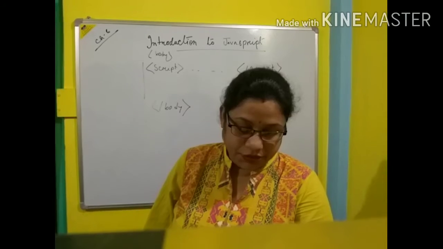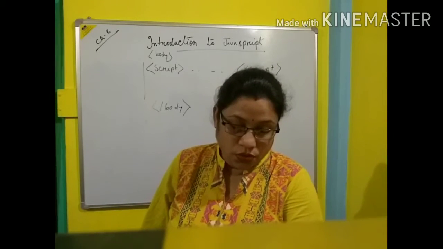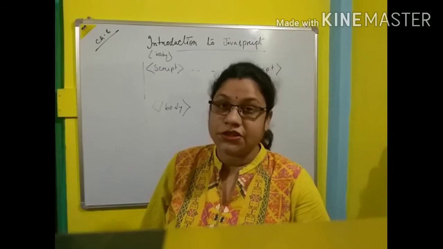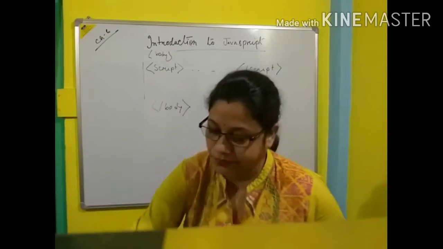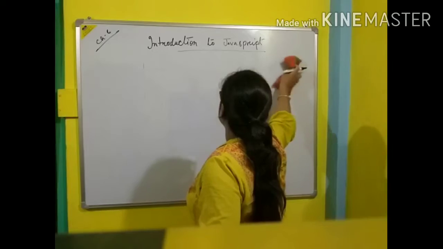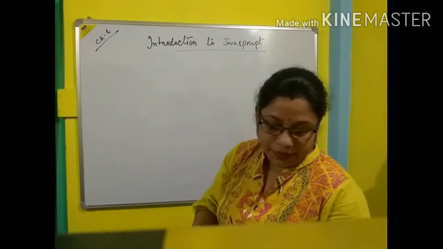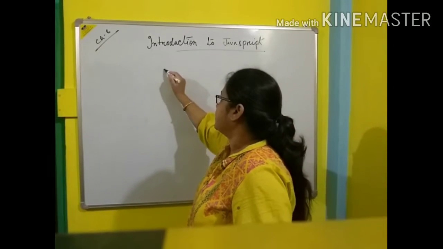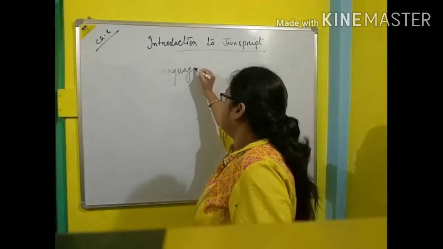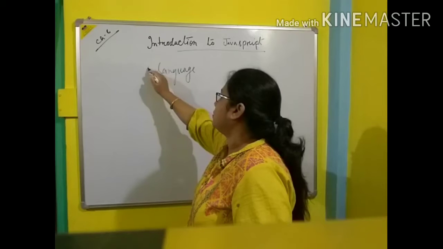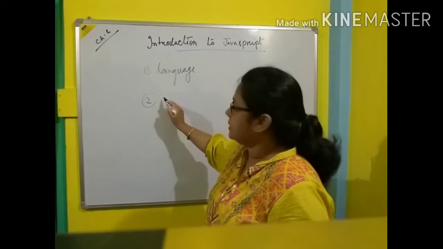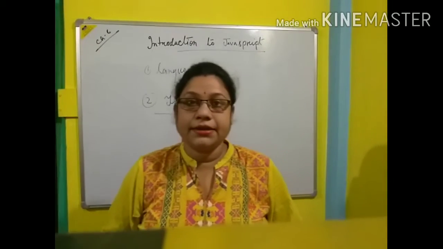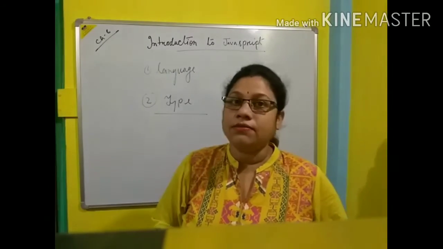Now the script tag has two important attributes. Number one is language. This is one attribute. Number two is type. These are the two important attributes of the script tag of JavaScript.